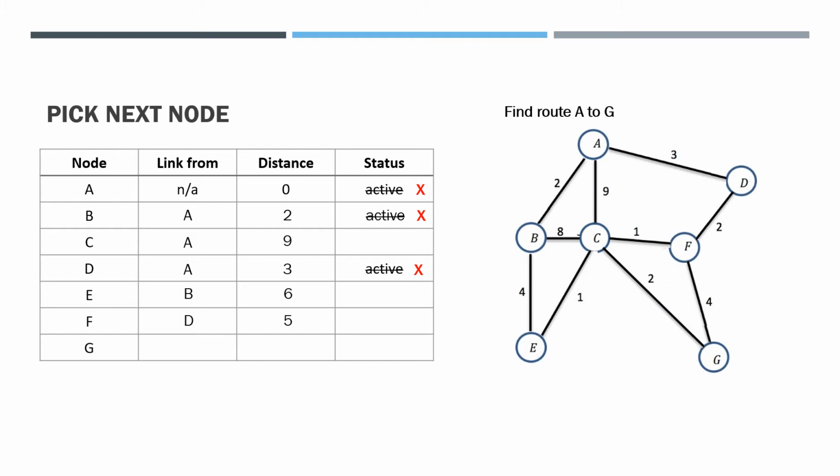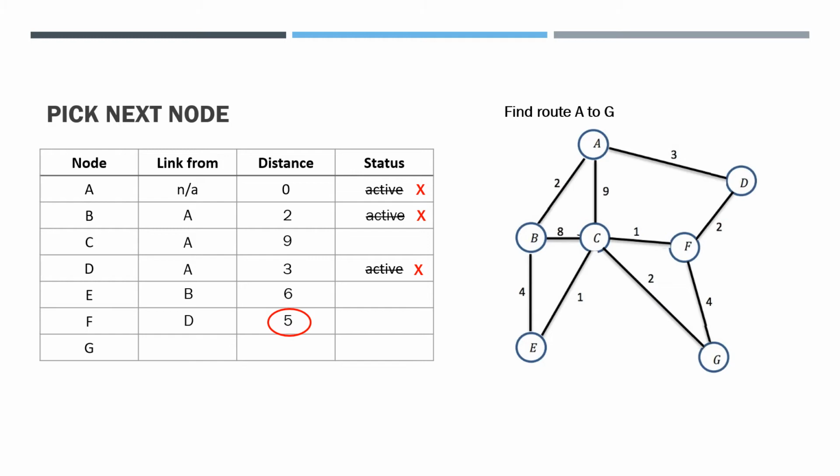done. Okay, so now we find the next active node. C at 9, E at 6, F at 5. So it's clearly F becomes the next active node. Now, where can we get to from F?